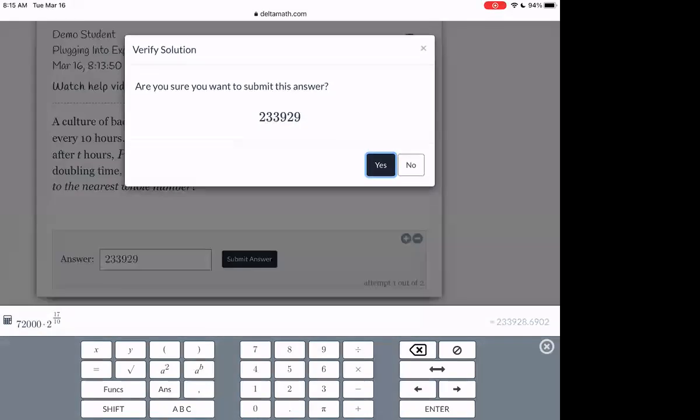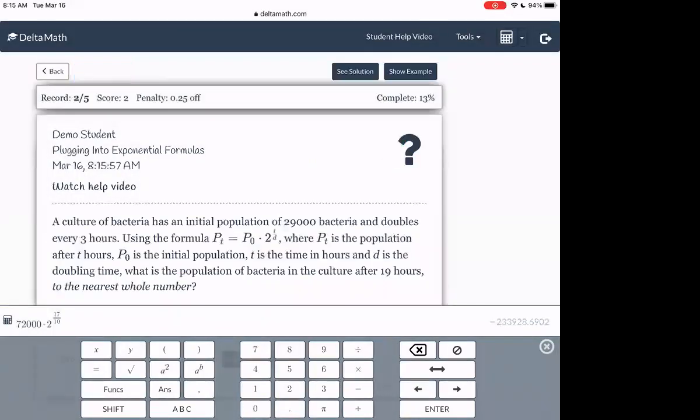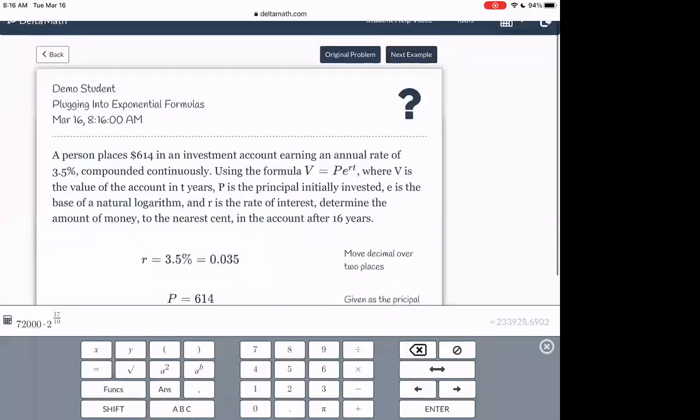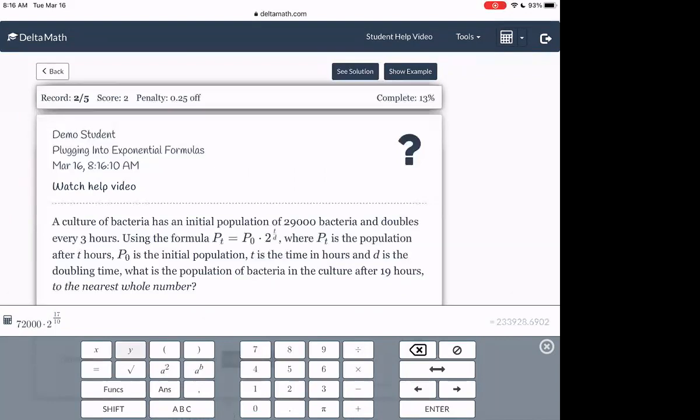Okay, let's submit. And let's see, is there another type of, yeah, okay. So I just clicked show example because there is another type of problem, but it wasn't giving it to us. I guess, let me find one.